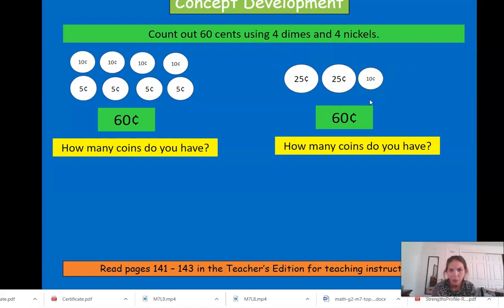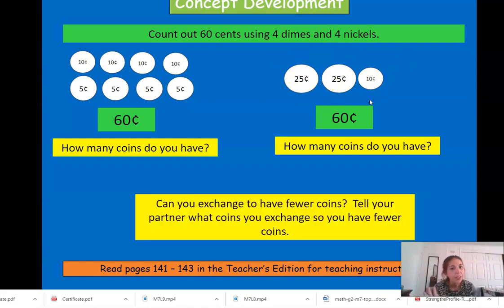3. Would you rather have 8 coins or 3? If you have to hold them in your hand, it's going to be easier to carry 3 coins. Or if you have to put them in your pocket, you have a better chance of keeping them nice and safe in your pocket if you only have 3 coins. If you have 8, you might lose 1 or 2, and we don't want to do that, do we? Okay.